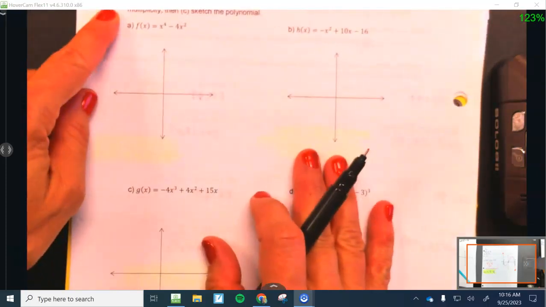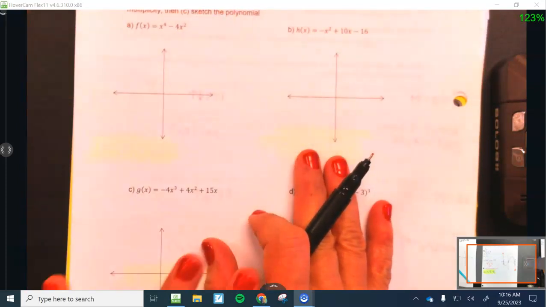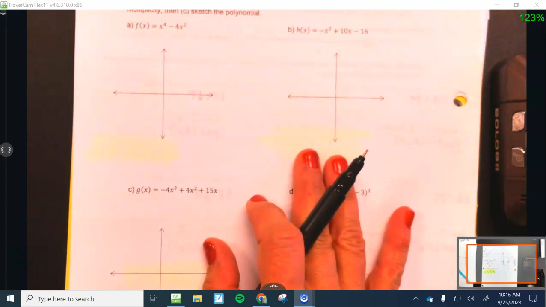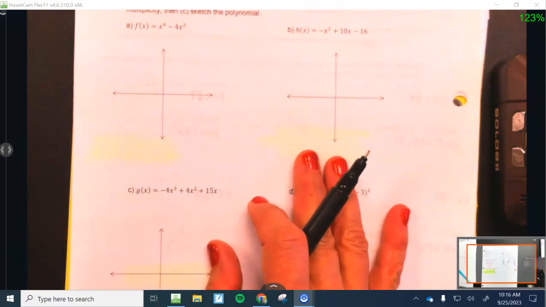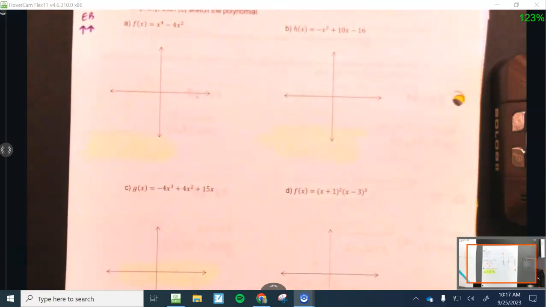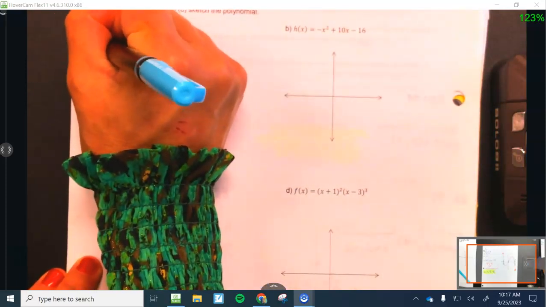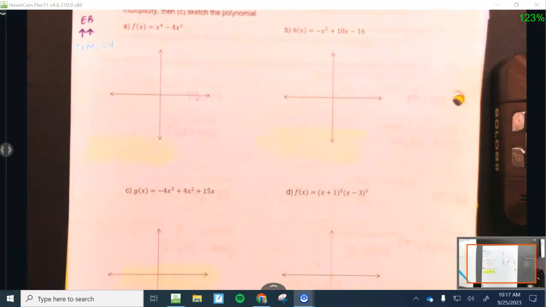Okay, here we go. Let's start practicing this. So for number 2, we're going to go ahead and find the end behavior, the number of zeros, everything we did on the front. Then we're just going to graph it. All right, here we go. What's the end behavior? Yes. How many zeros? Yes. How many turns? Good.